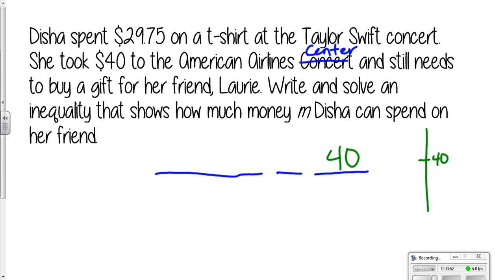So here's the money she can spend, $40. Can she afford to spend $50 while she's at the concert? No. Can she afford to spend $30? Absolutely. So we want numbers that are less than 40, okay? So my inequality symbol is going to face that way.